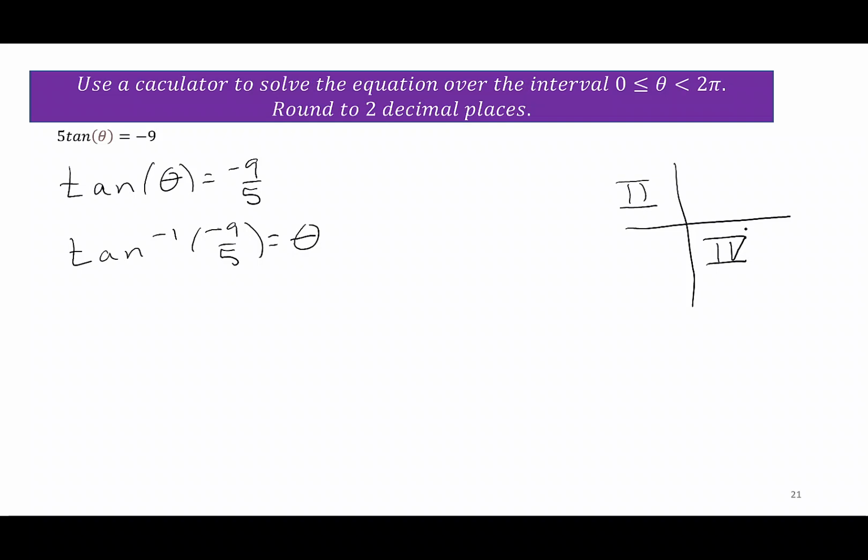To get my first solution, I do tan inverse of negative 9 divided by 5, which says negative 1.06. The negative puts the answer in the fourth quadrant. To get my second solution, I'm going to add pi, which is the period of tangent. This gives me theta is 2.08.